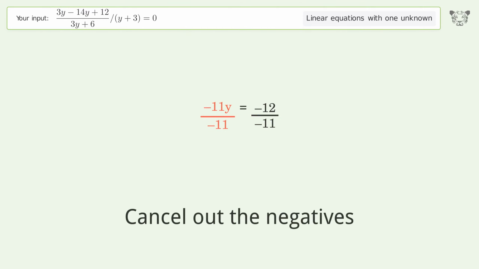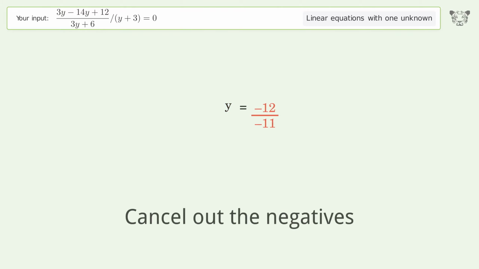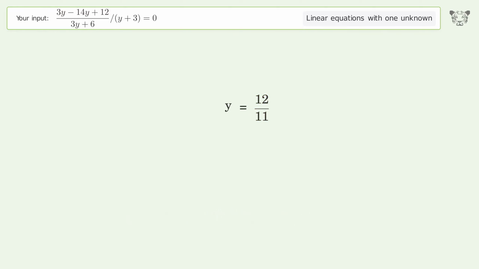Cancel out the negatives. Simplify the fraction. Cancel out the negatives. And so the final result is y equals 12/11.